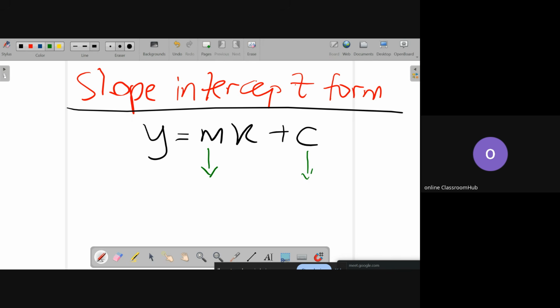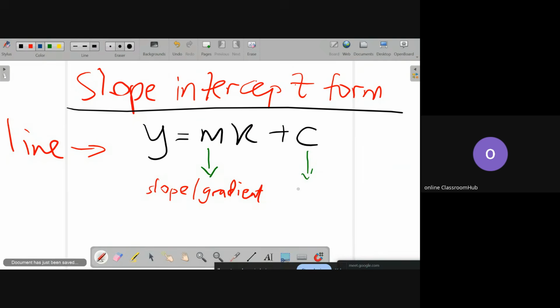Now, this is a line. Take note. The m is the slope of the line, what we call the gradient. Then the c is the y-intercept. So the y-intercept is the point on the y-axis.